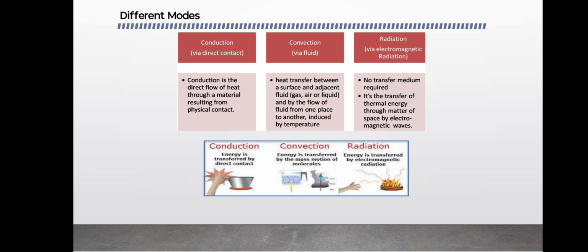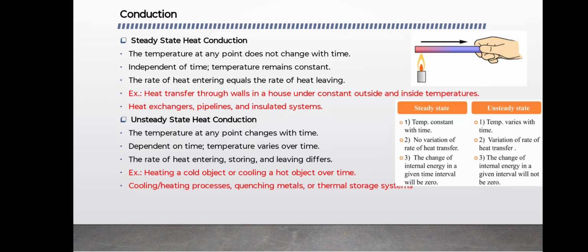Conduction is the direct flow of heat through a material resulting from physical contact. Whereas in convection, the heat transfer process takes place via fluids, or simply the heat transfer between a surface and a fluid. In radiation, the heat transfer takes place via electromagnetic waves. These three are the very important different modes of heat transfer. We will see them one by one.